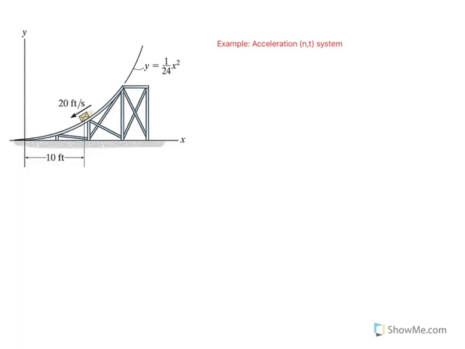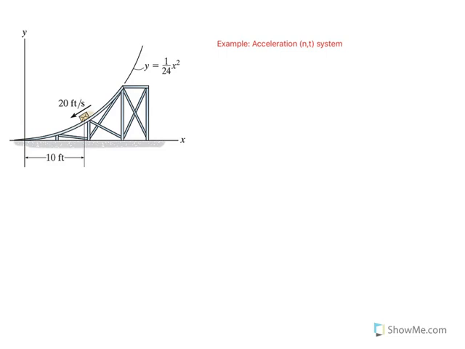Here we have an example of normal tangential coordinate system. So in this problem, we have a package which at x equal 10, based on the reference given, x equal 10 feet, reaches a speed of 20 feet per second traveling along a curved path, whose profile is given by that equation, y equal 1 over 24 x squared, basically a parabola.